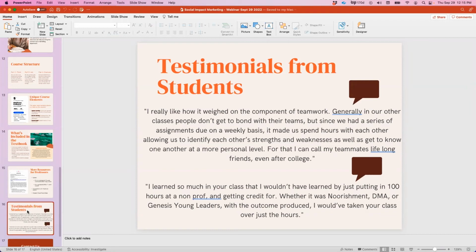So typically we have a group assignment in our marketing courses that they have to present at the end of the semester. Well, in this course, we've created ways that they have to submit weekly assignments with their team, and that helps them facilitate working together and working together more efficiently.